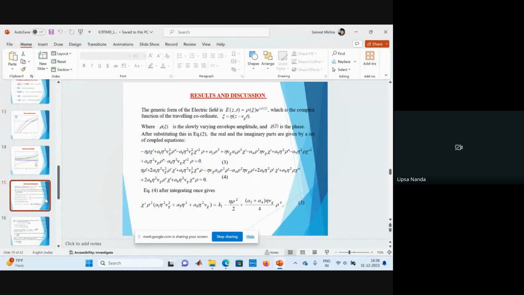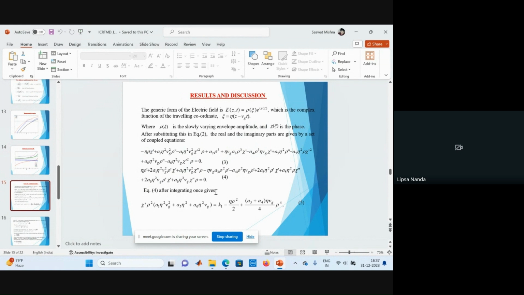The generic form of the electric field is given by E equals rho e to the power of i chi, where E is the envelope of the electric field, and rho and chi are real functions of xi, or zeta, which is a traveling coordinate given as eta into z minus vzt, where eta is the width parameter. By substituting this in the earlier expression of the Schrodinger equation, since the right hand side is 0, and because this is a complex form of the field, we can have the real and the imaginary parts separately giving 0, and they can be represented by a set of coupled equations, equation numbers 3 and 4.